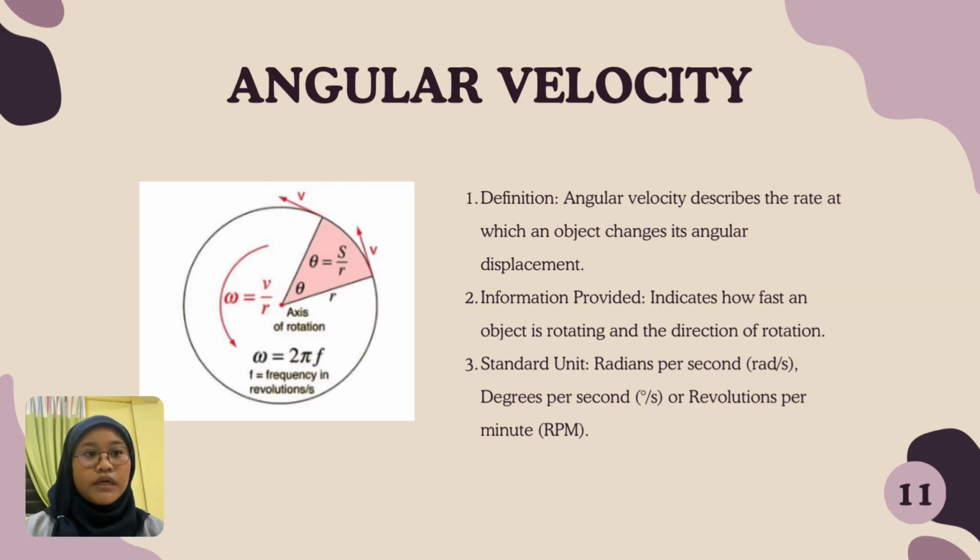Next, we have angular velocity, denoted by the Greek letter omega. Angular velocity describes the rate at which an object changes its angular displacement. It provides information on how fast an object is rotating and the direction of rotation. The standard unit of angular velocity is radians per second, but it can also be measured in degrees per second or revolutions per minute.